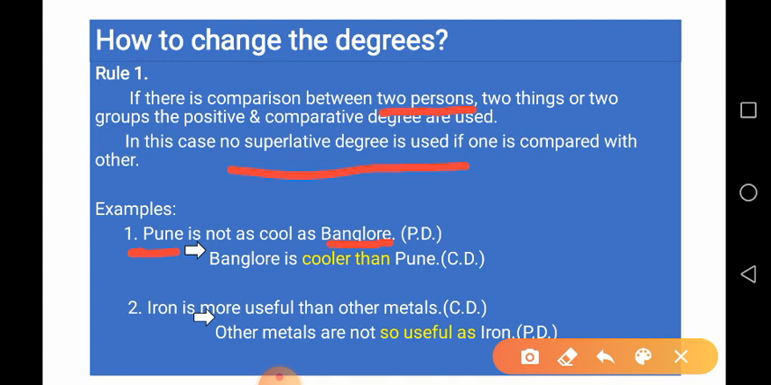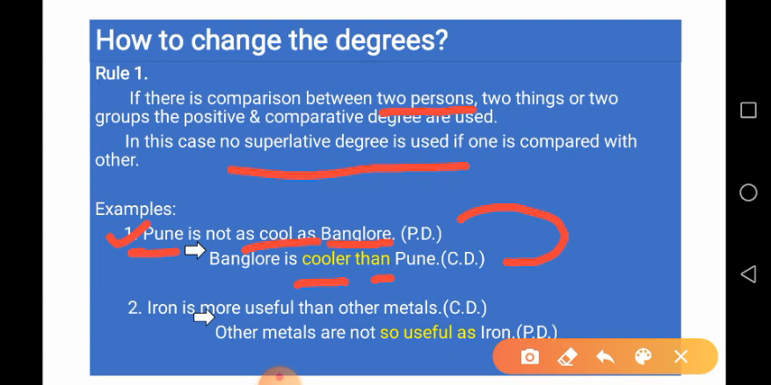So, the adjective is written in between as. So, this is a positive degree. Positive degree can be transformed into comparative degree, and the comparative degree of "Pune is not as cool as Bangalore" is "Bangalore is cooler than Pune." So, this is the comparative degree of "Pune is not as cool as Bangalore."